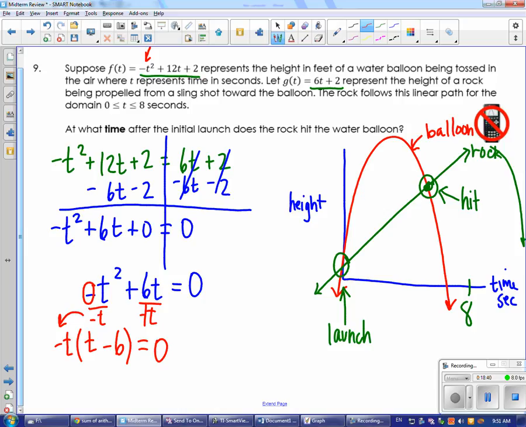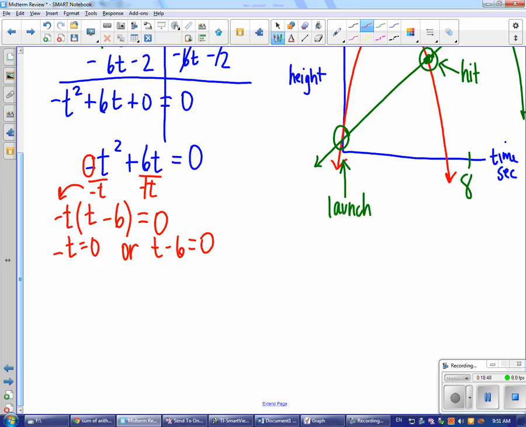So that means that either negative t is equal to 0 or t minus 6 is equal to 0. And so now I'm just going to solve each of those equations separately. Well, if I have negative t is equal to 0, if I divide both sides by negative 1, I'm going to have that t is equal to 0. And again, we're talking about seconds. And if I look at my second equation, t minus 6 equals 0, well, if I add 6 to both sides, I get that t is equal to 6. And again, that's going to be in seconds.